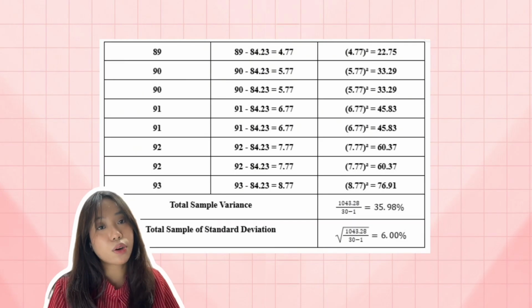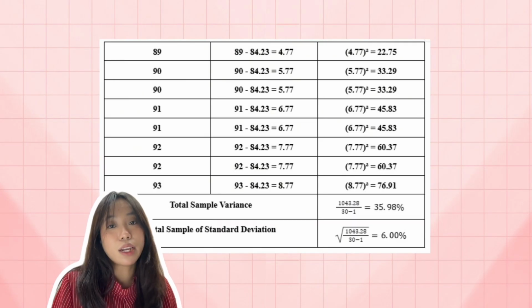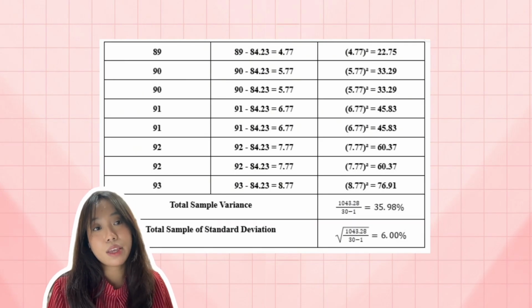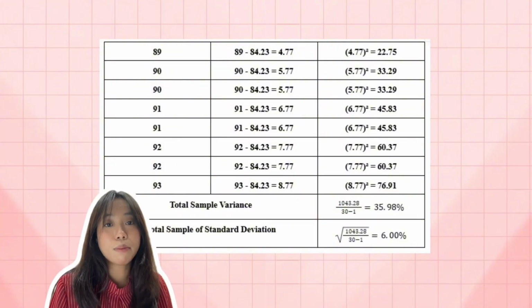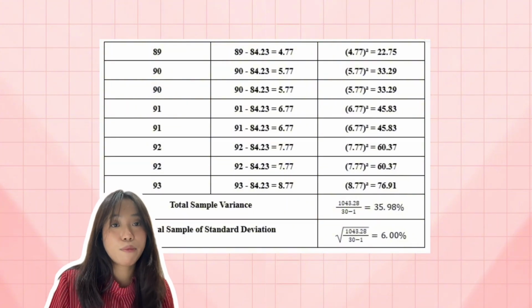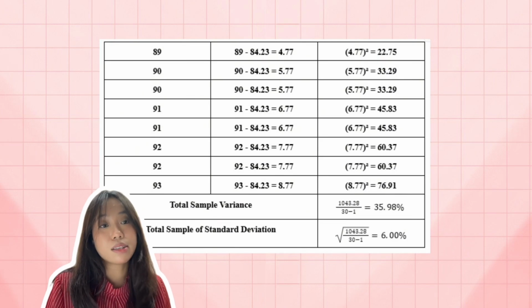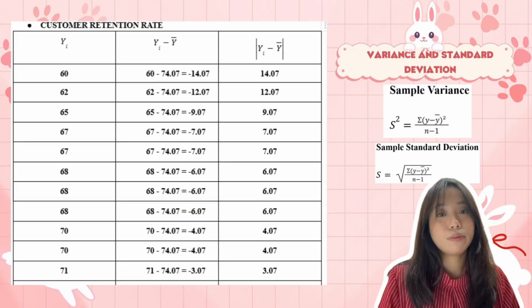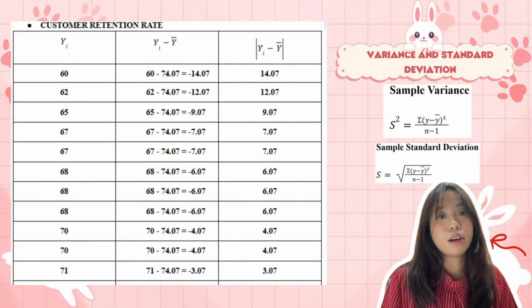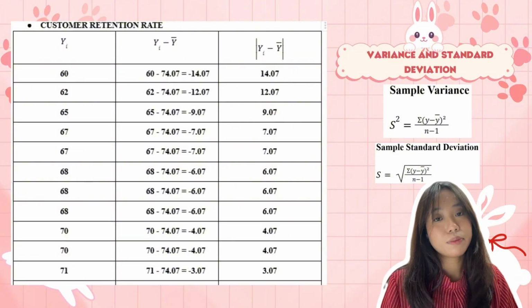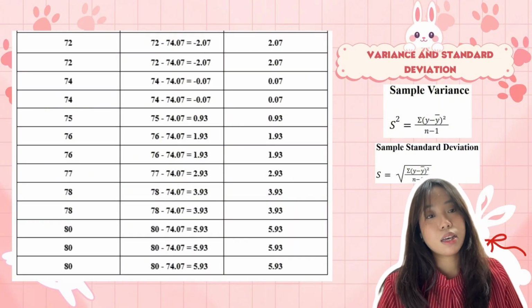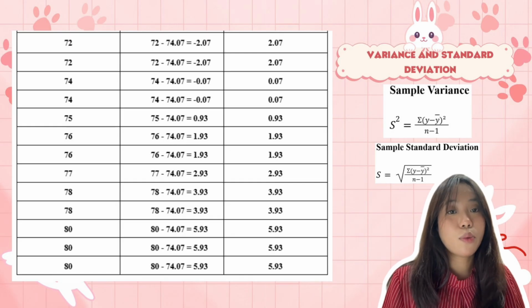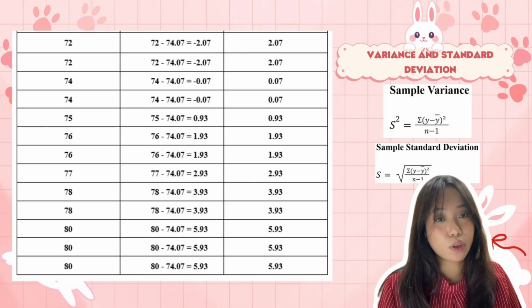For variance, what I did is subtract the mean from each value and square it. After that, I divide by 1 less than the number of values. So the sample variance for customer satisfaction score is 35.98%, whereas the square root of it, the standard deviation, is 6.00%. Now we will take a look at the customer retention table. We will do the same thing as the customer satisfaction table, where we will find the variance and standard deviation for customer retention rate.